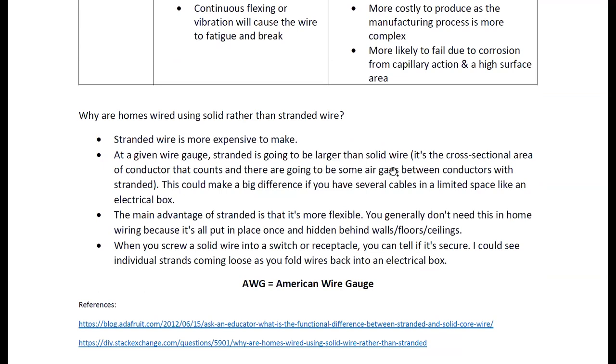All right, what do we have here? Why are homes wired using solid rather than stranded? Okay, stranded wire is more expensive to make or to produce. At a given wire gauge, stranded is going to be larger than solid, so we talked about that. And it's the cross-section area that conducts. Well, basically, you can read that later on. But we already said that probably 5 times during this last few minutes that we're together here. Now, the main advantage of stranded is that it's more flexible. You generally don't need this in home wiring because it's all put in place once and hidden behind the walls, floors, and ceilings.